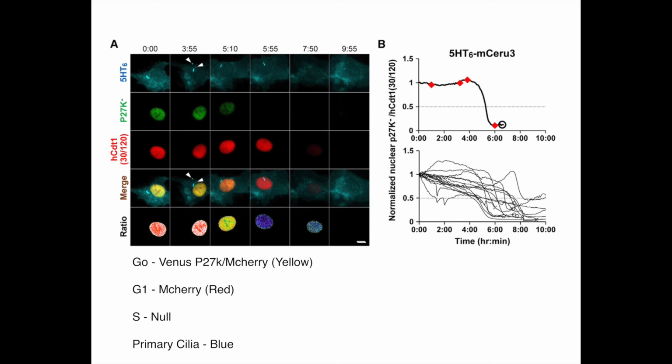This would allow for distinction between cells in G0 phase, which would cofluoresce green and red, which shows up actually more as a yellow, and G1, which would only show up as red, and S phase, which shows up as no fluorescence. As well, they labeled the primary cilia with a cool electric blue color.